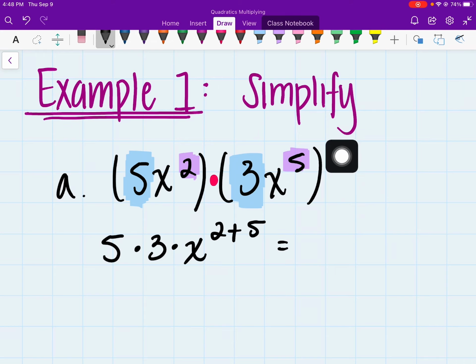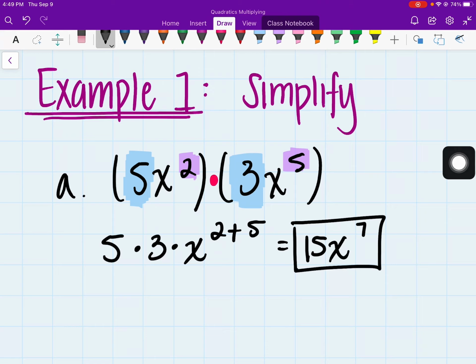So if I simplify this out, 5 times a 3 in this case is 15. We have our variable of x. 2 plus a 5 is 7. And this here is our final answer. Alright, so once again, you're multiplying coefficients and you're adding exponents.